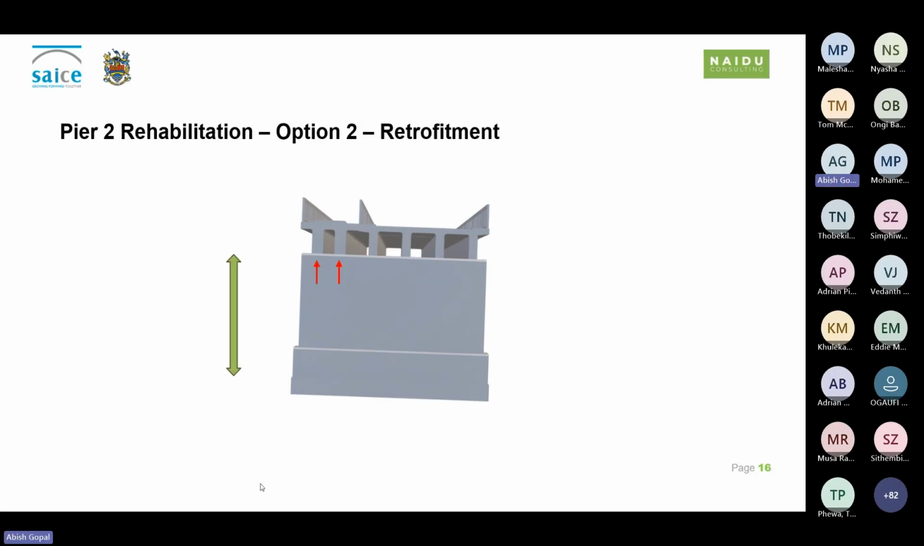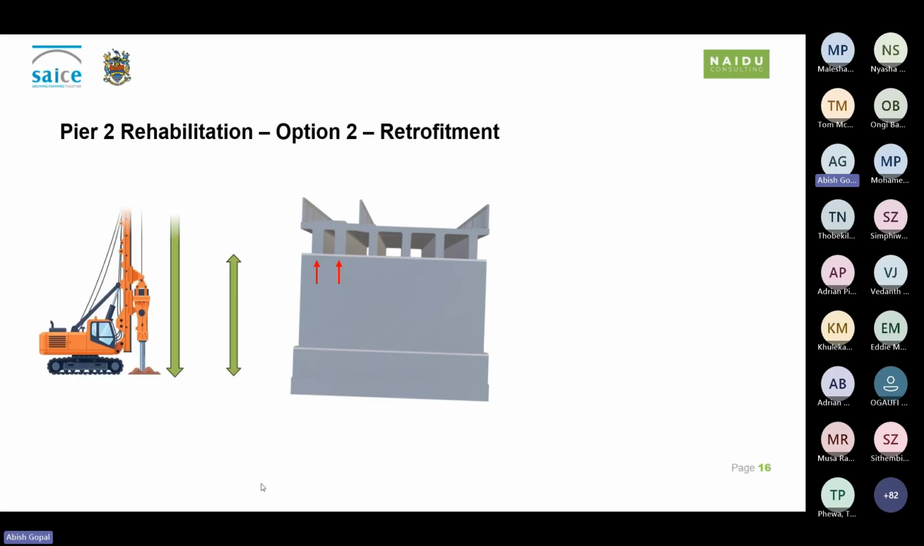In addition, now that we have the superstructure, maintaining that in position, the distance from the riverbed level to the soffit of the superstructure was sub-minimum to the actual height of a piling rig. So we could not get piles. It's difficult to get piles under the superstructure.